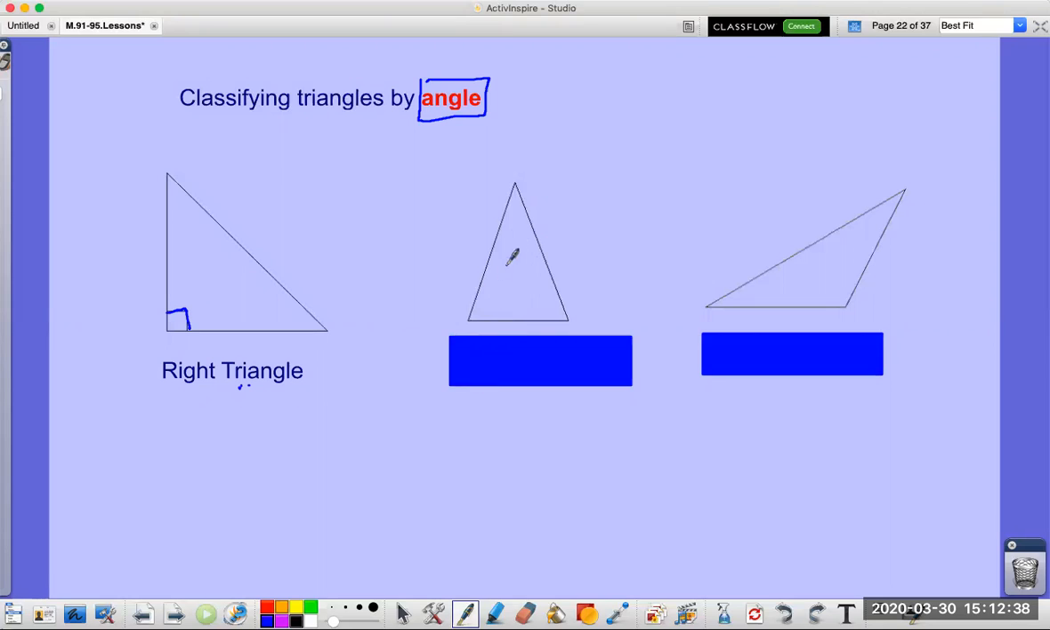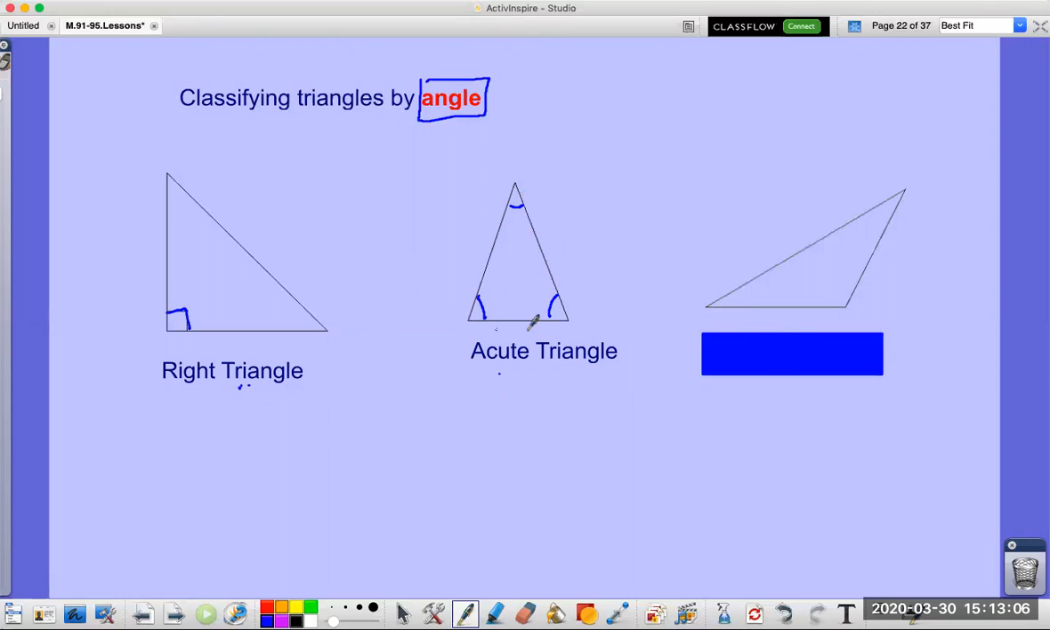What about this one? When you're looking at the angles, remember you're looking at all the angles here. You need to refer to the angles. We're not looking at the sides anymore. We're just looking at the angles. So what would you classify this one if you're basing it on the angles? This would be an acute triangle, because all three angles are less than 90.